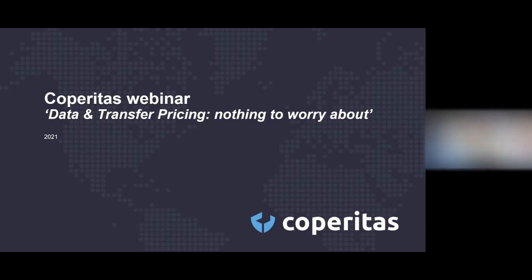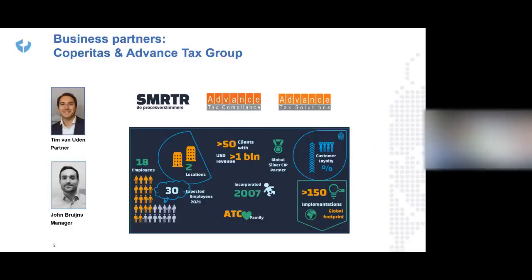So let's kick off by introducing our guests of today, Tim and John. Yes, thank you, Mike. My name is Tim van Uden. I am a partner tax and technology at the Advanced Tax Group. And together with me today is John Bruijns, and he's a tax and automation manager at the same company. We have a direct tax and tax accounting tax process automation background. And our work consists primarily of process improvement and restructuring those processes combined with the right kind of automation.